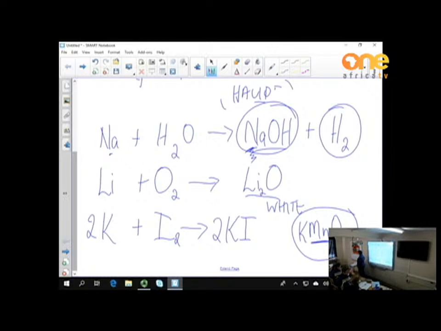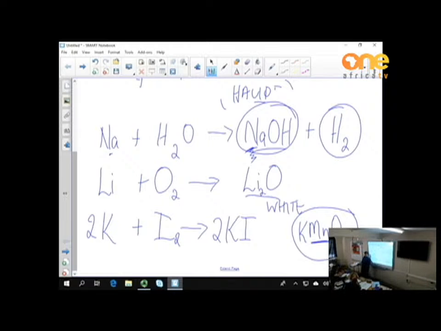When group 1 metals form compounds with the non-metals, they are all ionic. That's just information. They say all group 1 compounds are colorless crystalline solids which are soluble in water. Ionic, soluble salts. Yes, colorless and water soluble. The reactivity of group 1, we've already said it increases down the group.